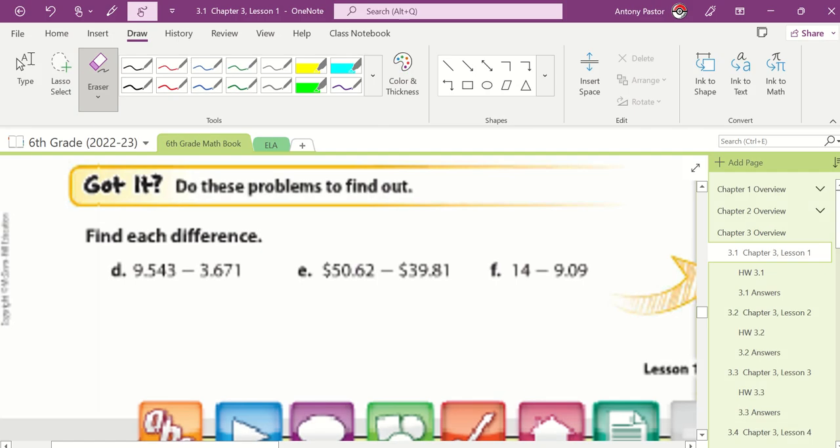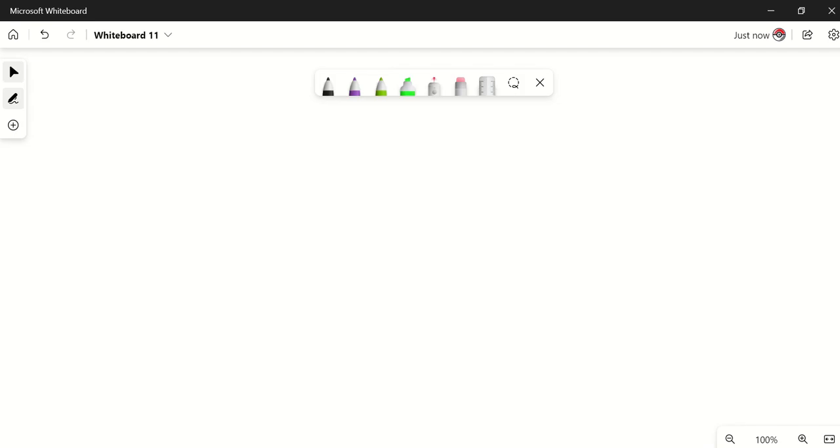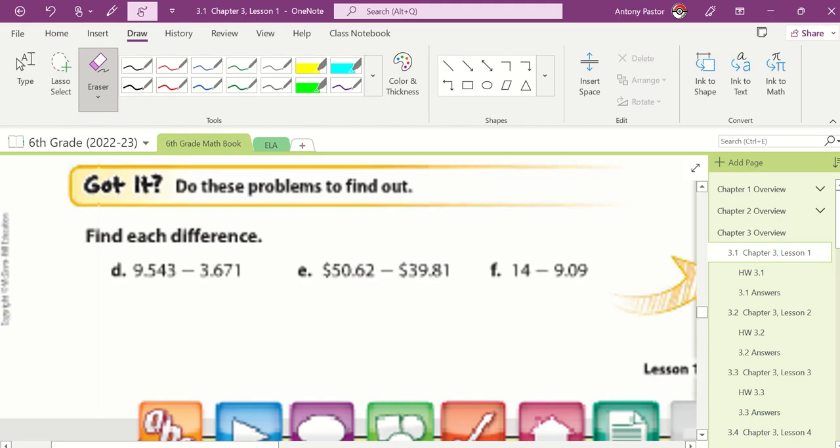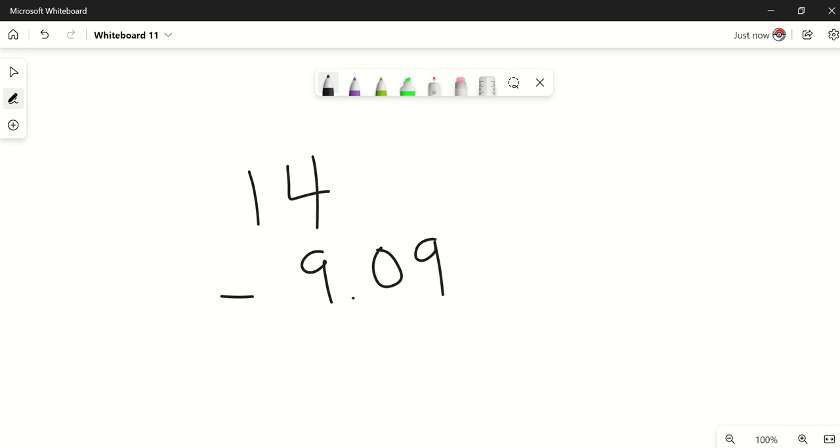And we'll actually do this last example. 14 minus 9.09. Now, we have a little bit of a problem. I now need to turn my 14 into a decimal with placeholders. Because notice that I did line up the decimals. They try to trick us.